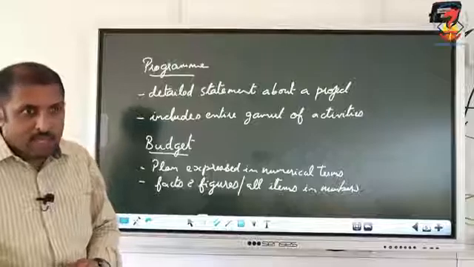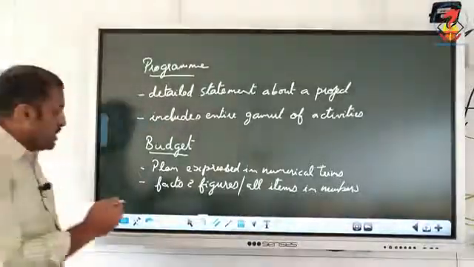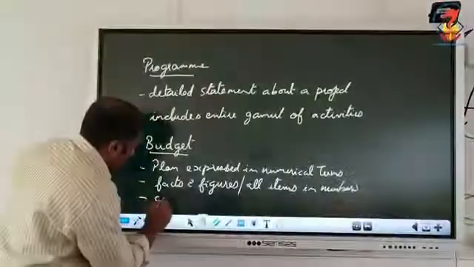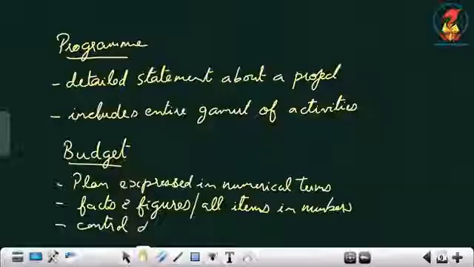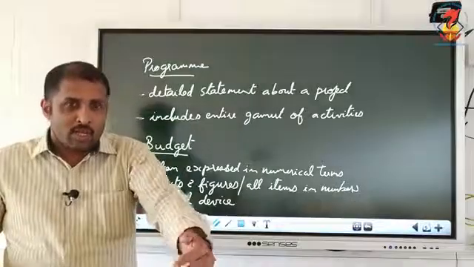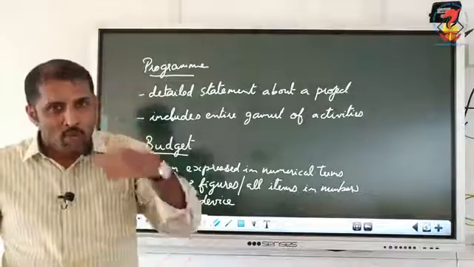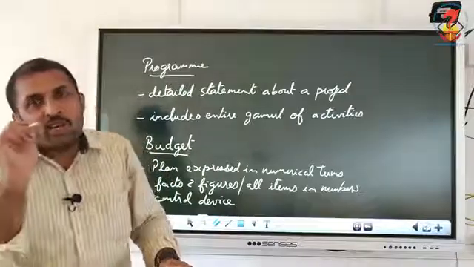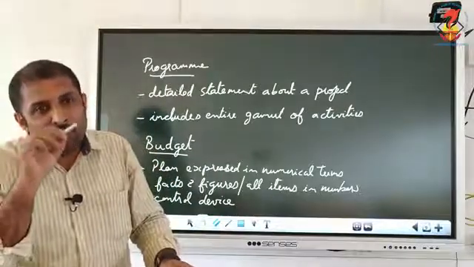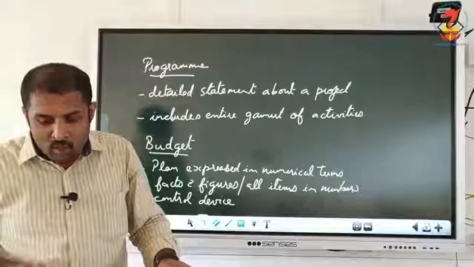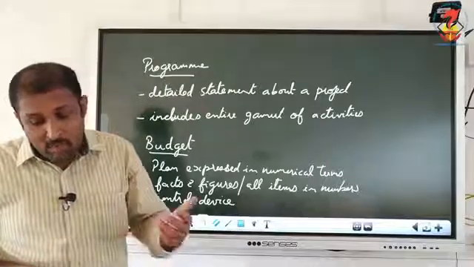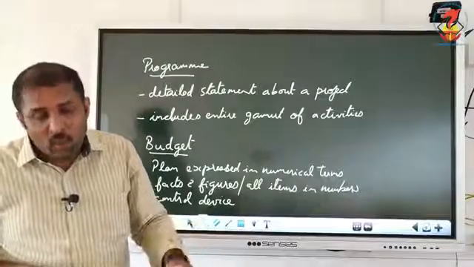So, apart from other types of plans, here everything is quantified, everything is expressed in numerical terms, all items in numbers, and this is also a method which is used as a control device. When we are quantifying it, if it is going beyond it, we have to understand that our plan is not up to the mark. So, we have to rework on it. So, it is also considered as a control measure. Budgets are considered as a device for controlling.